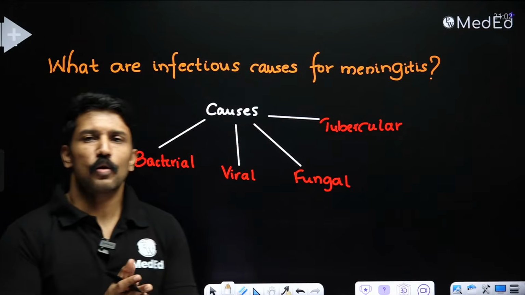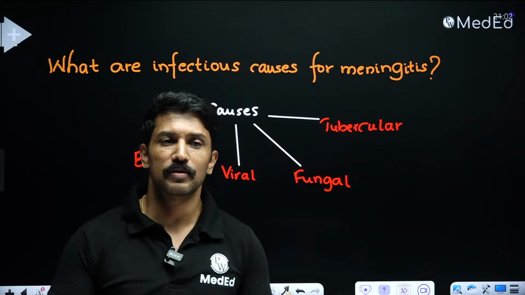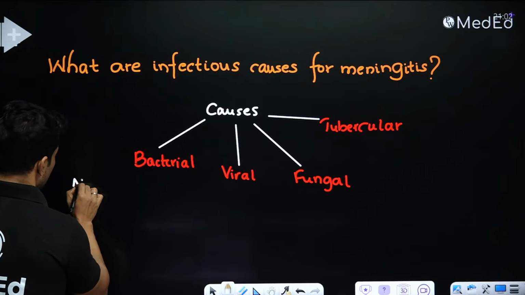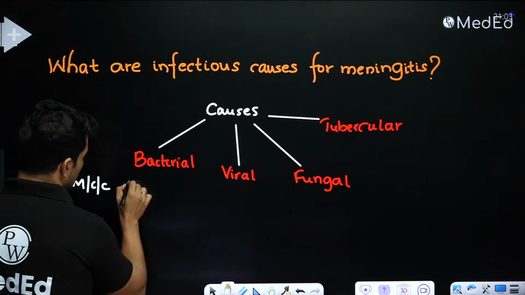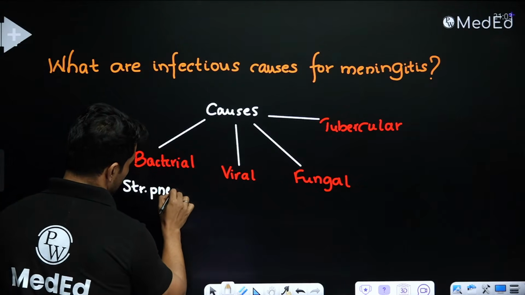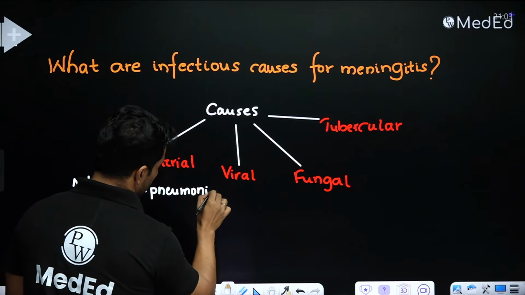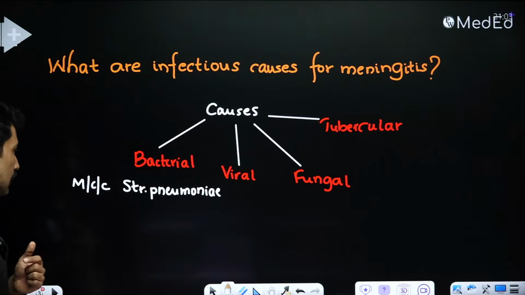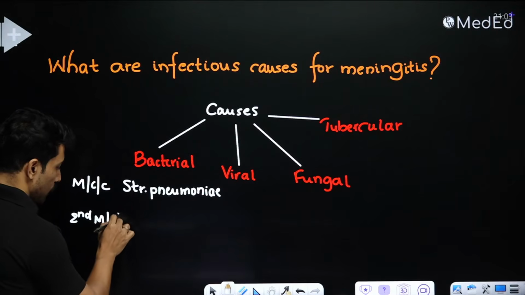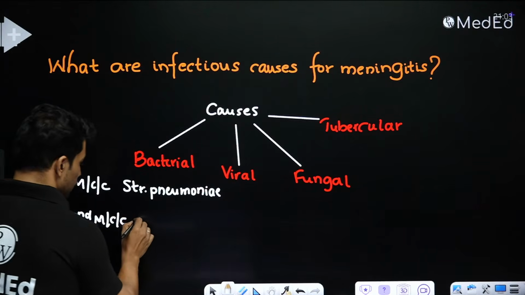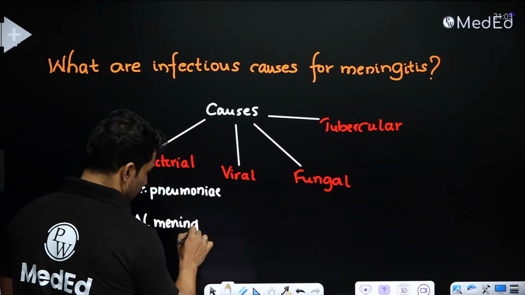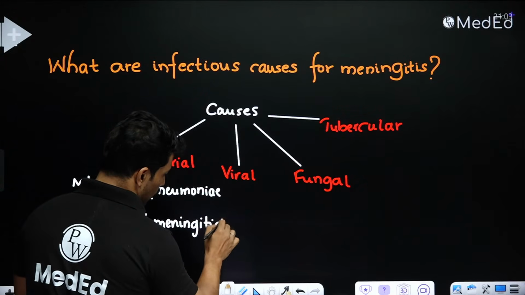The most common cause for bacterial meningitis, which accounts for more than 50% of all cases of meningitis, is Streptococcus pneumoniae, or you can call it as pneumococcus. Streptococcus pneumoniae, that's the most common cause. The second most common cause, accounting for another close to 25% of cases, is going to be Neisseria meningitidis or meningococci.